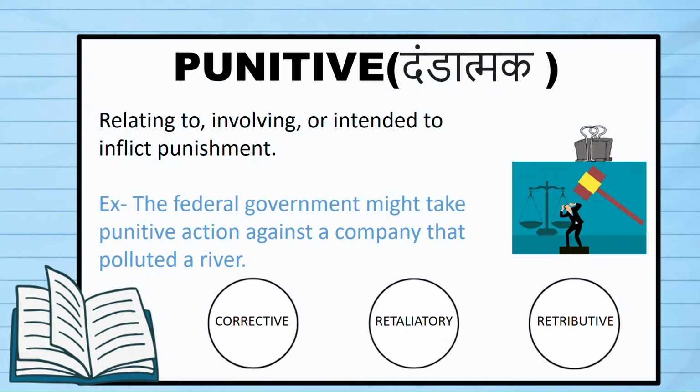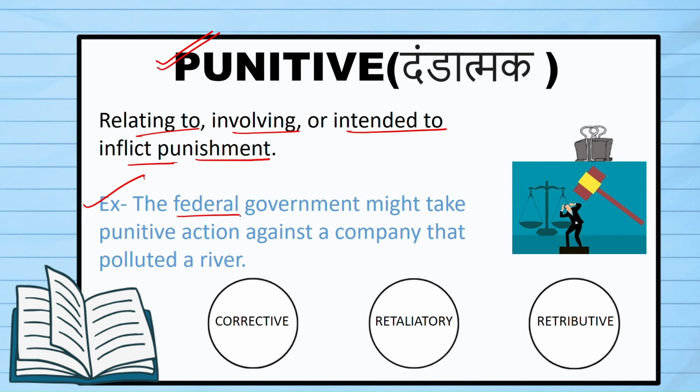Coming to the first word for today, the word is punitive. Punitive means relating to, involving, or intending to inflict punishment. When you're trying to give somebody punishment, okay? So when you use this word, it intends giving somebody a kind of punishment. We'll see the example here.